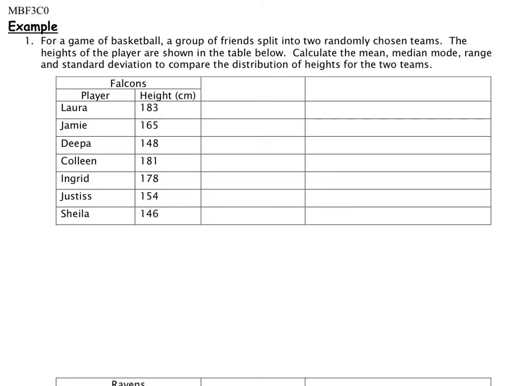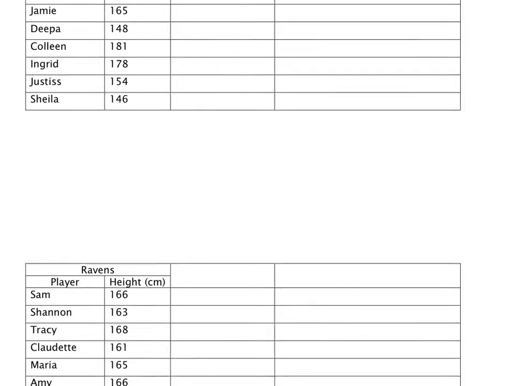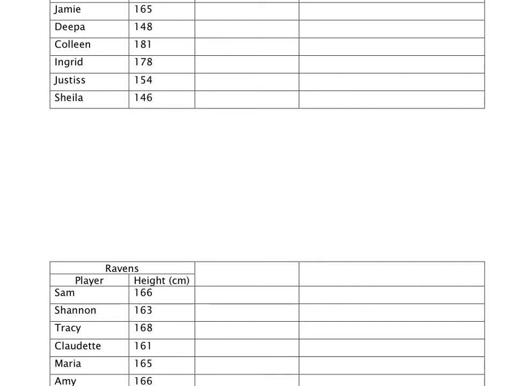Okay, so here's the example. For a game of basketball, a group of friends decide to split into 2 randomly chosen teams. The heights of the players are shown in the tables below. We're going to calculate the mean, median, mode, range, and standard deviation to compare the distribution of heights for the 2 teams. So the first team we have here is the Falcons. And then we also have another team down here called the Ravens. And we're going to calculate all of those values for each set of data.